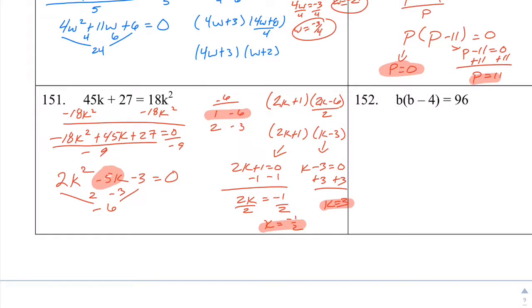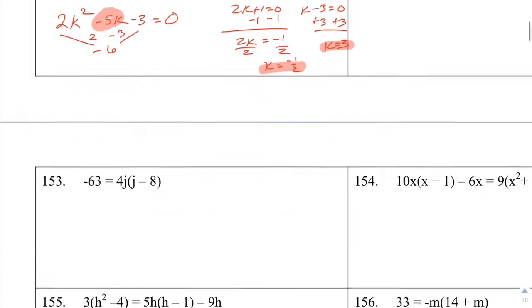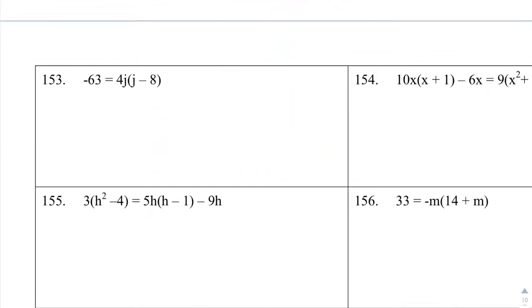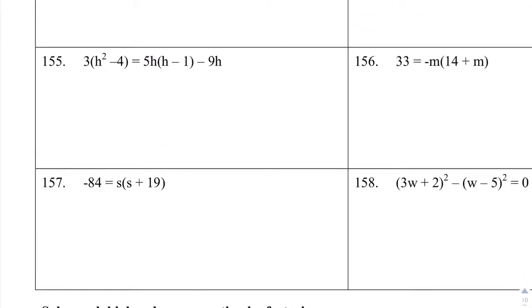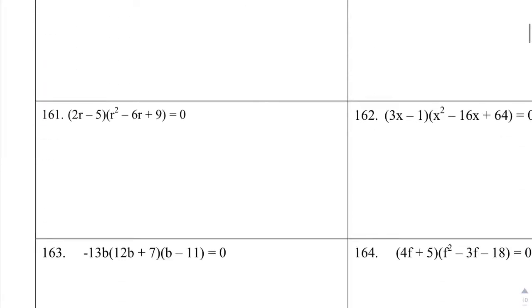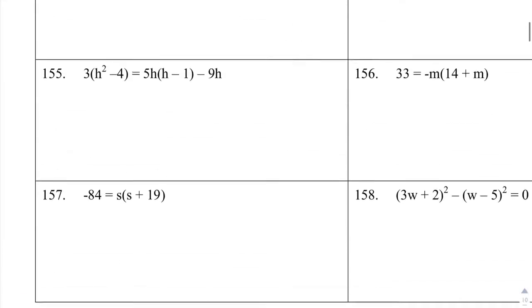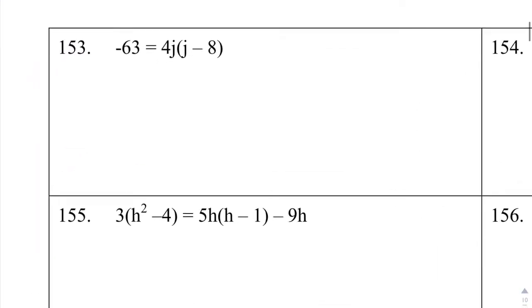All right. I'm not going to do 152. I'm going to do 153. So this is where it starts to get a little bit messy. 153, 55, 57. Those would get to be pretty tough. All right. So let's look here at 153. So first thing we actually have to do is multiply it out. So now that's 4j squared minus 32j when I distribute that 4j.